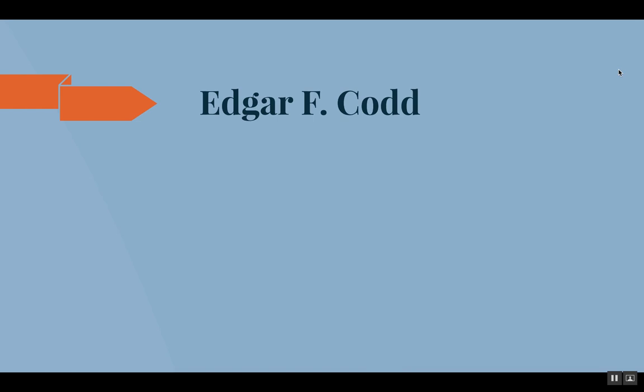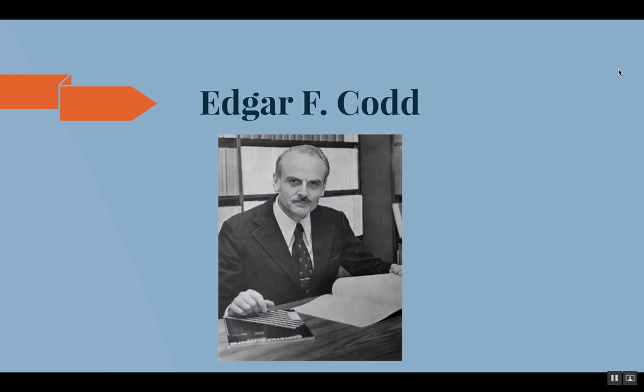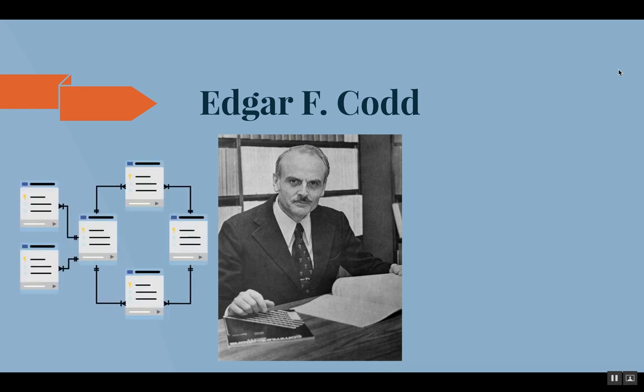In 1970, Edgar F. Codd came up with the idea for the relational database. In this model, data is organized into tables. These tables will have relationships defined between them by using repeating attributes or columns from one table to another.